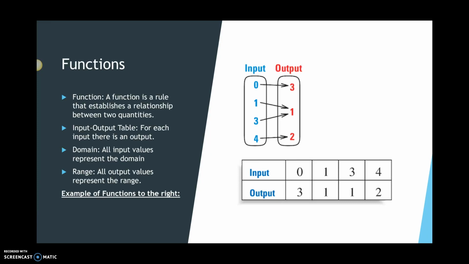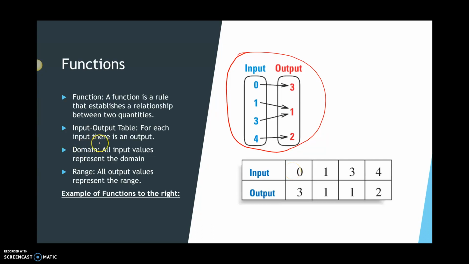Functions are where you'll see an input and an output table taking place. So a function is a rule that establishes a relationship between two quantities. You have, and we'll see, input and output tables. For each input, there is an output. As you can see here in our examples, we have our input and output tables. Input is the value going in, output is the number coming out here.